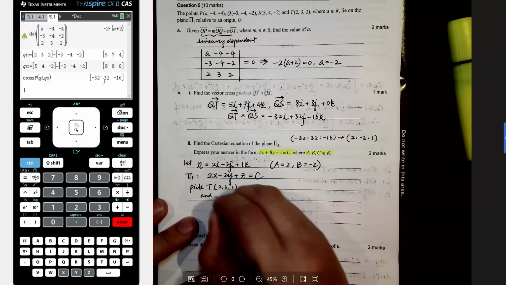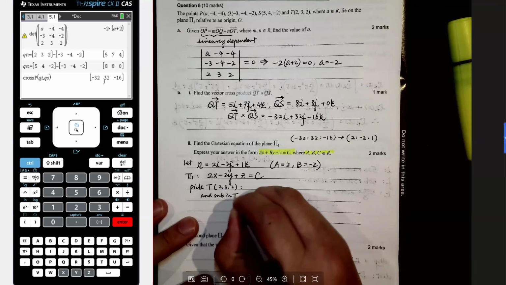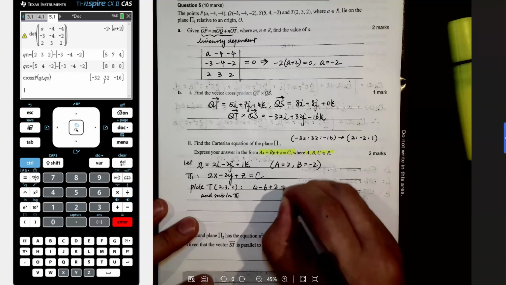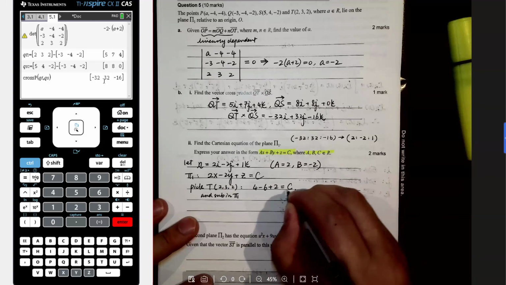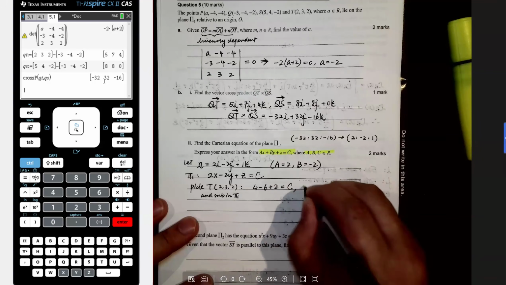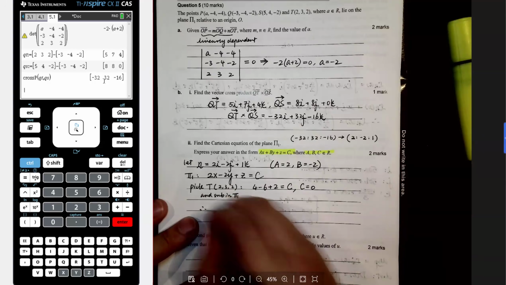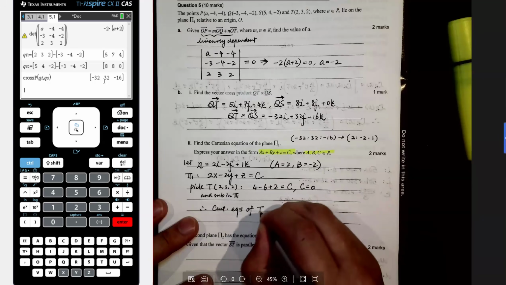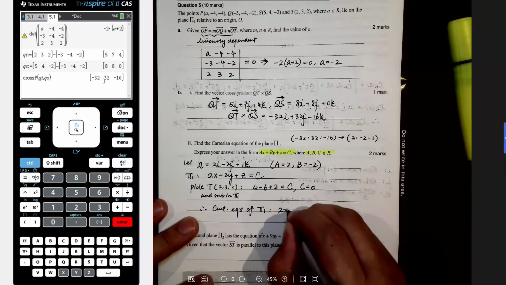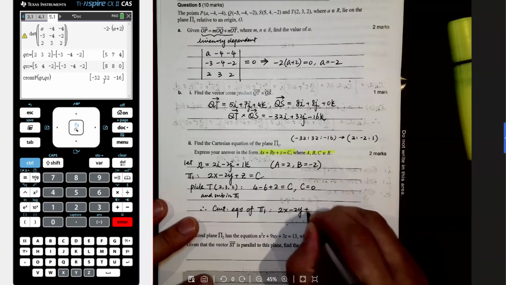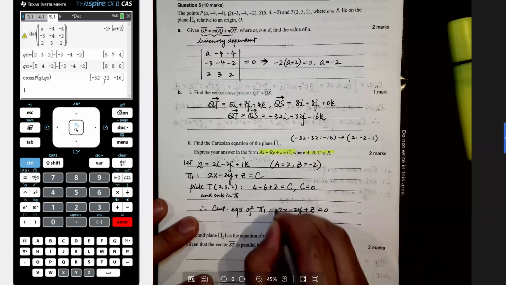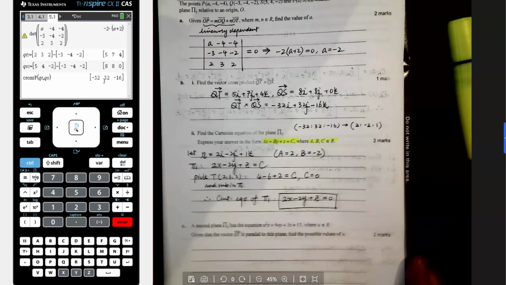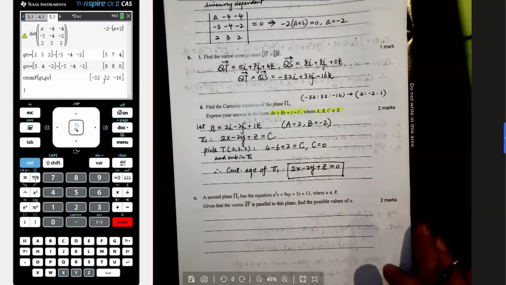And then subbing into pi1, you get 4 minus 6 plus 2, which equals c. And c equals 6 minus 6. Oh, that's a 0. Therefore, the Cartesian equation of pi1 is 2x minus 2y plus z equals 0. There we go. Problem solved.